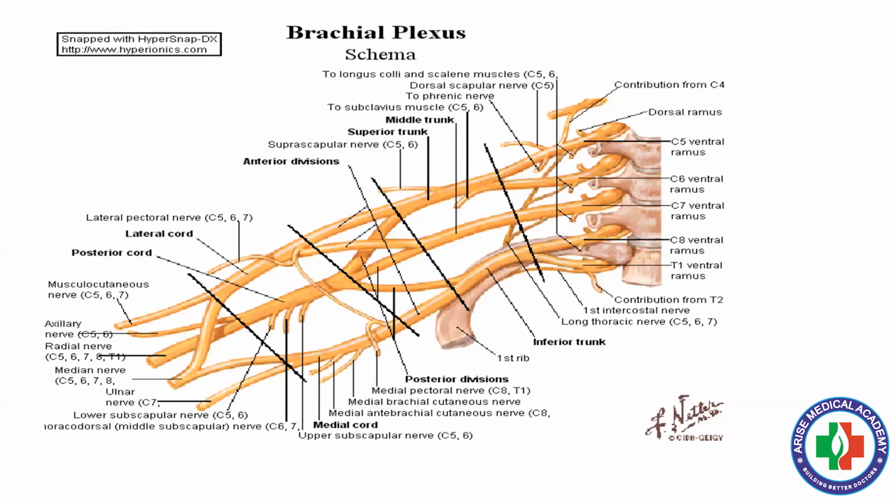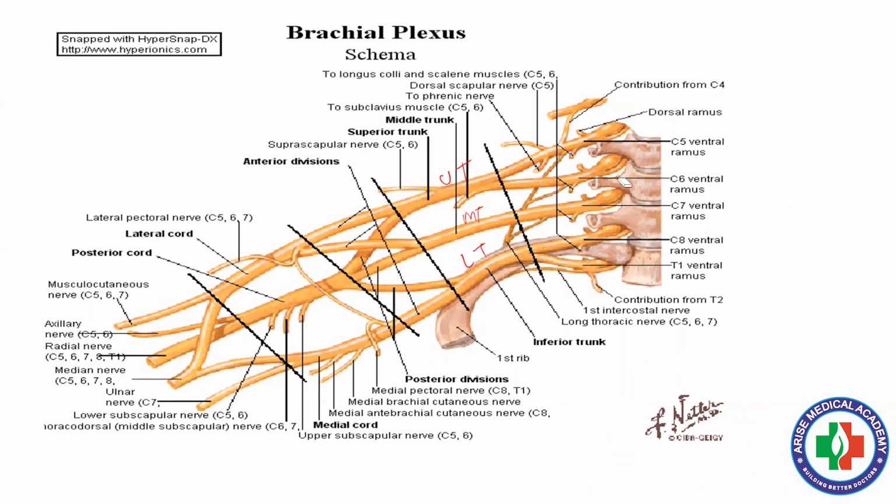So what I want you to understand is this is the C5, okay? You can see this is the C5 till T1. Sometimes you may get contribution from C4, you call it prefix type. And sometimes you may get contribution from T2, that is called postfix type. But mainly it is formed from C5 to T1. And you can see that C5 and C6 are uniting and forming the upper trunk of the brachial plexus. So this is the upper trunk. C7 single is continuing as the middle trunk. C8 and T1, you can see, are uniting and forming the lower trunk of the brachial plexus.